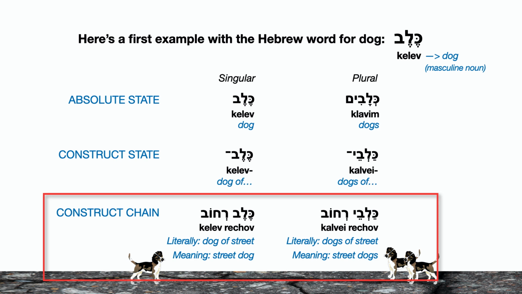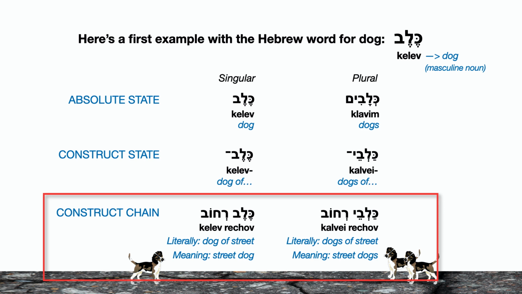So let's look at those construct states in a construct chain. Kelev rechov means dog of street, because kelev means dog of in this chain, and rechov means street. So kelev, dog of, rechov, street. Literally that means dog of street. And that's how we say street dog in Hebrew.